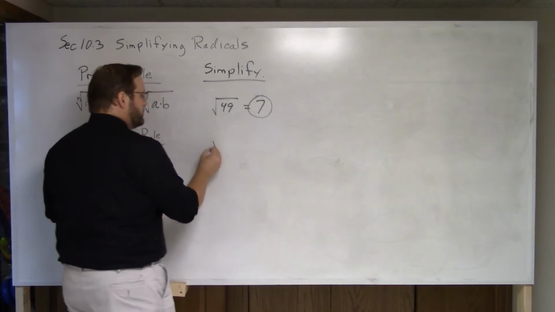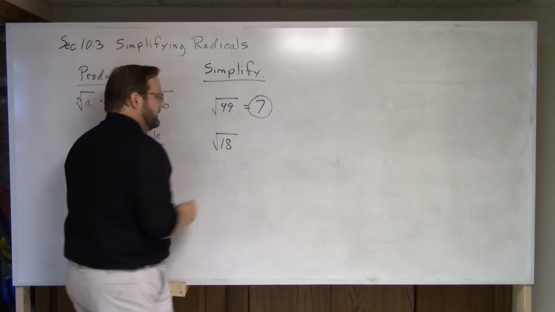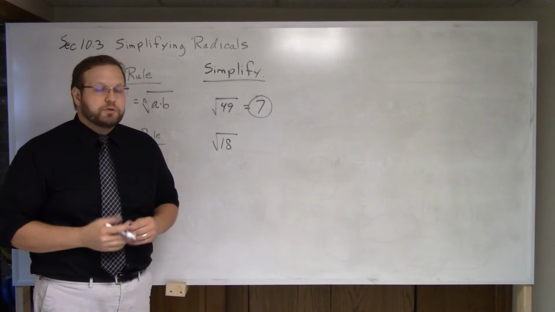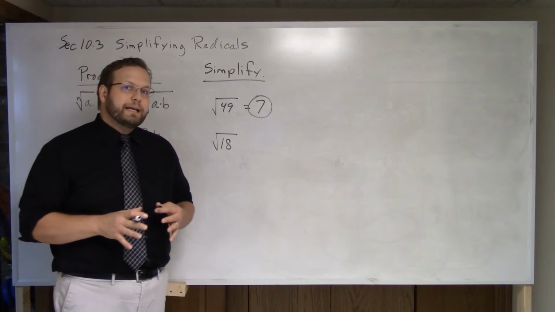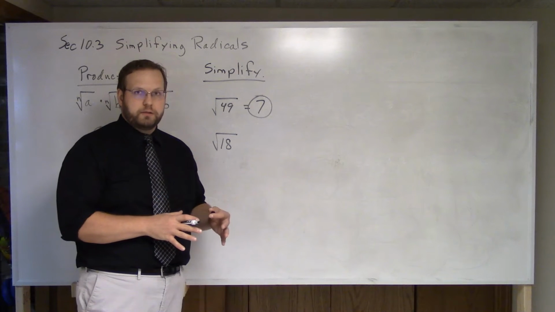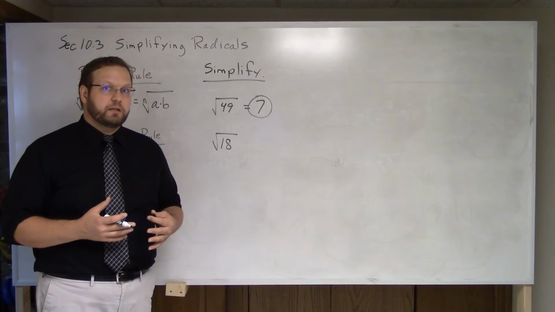Now what happens if it doesn't work out so neatly? Let's say we have square root of 18. Okay, now square root of 18 doesn't come out nicely. But what we can do is break it down into smaller numerical components.